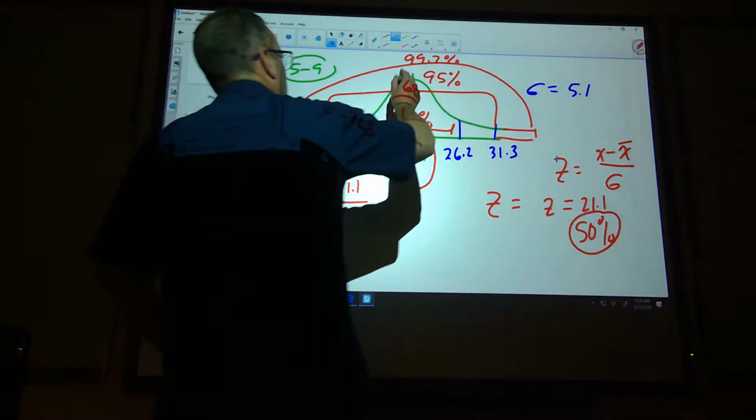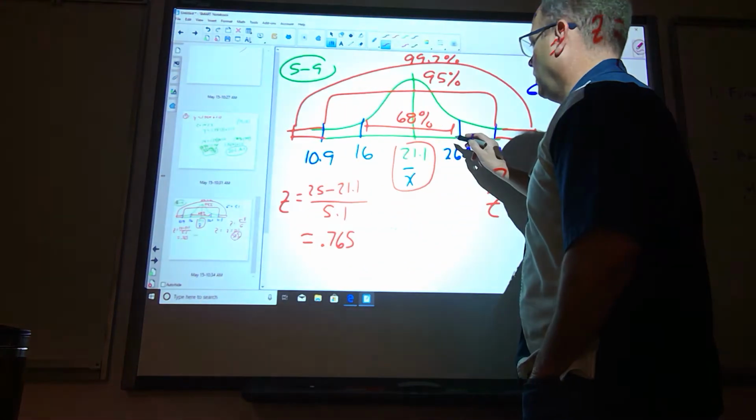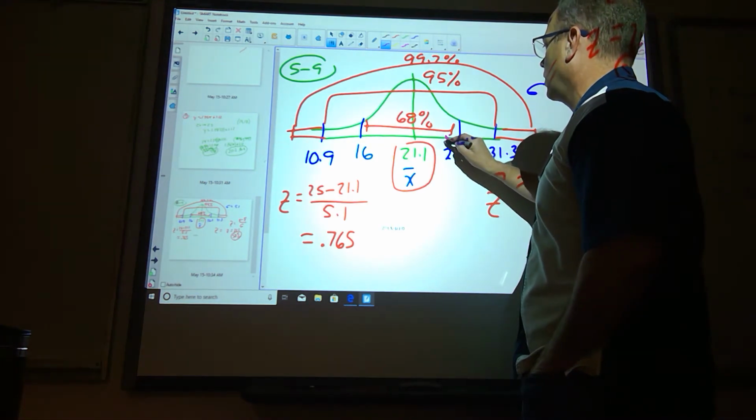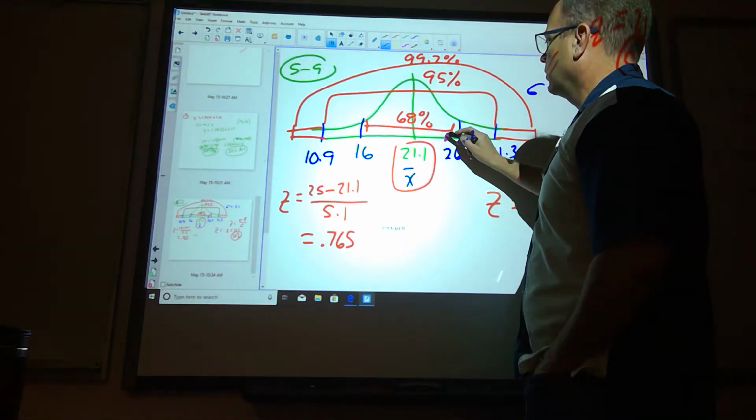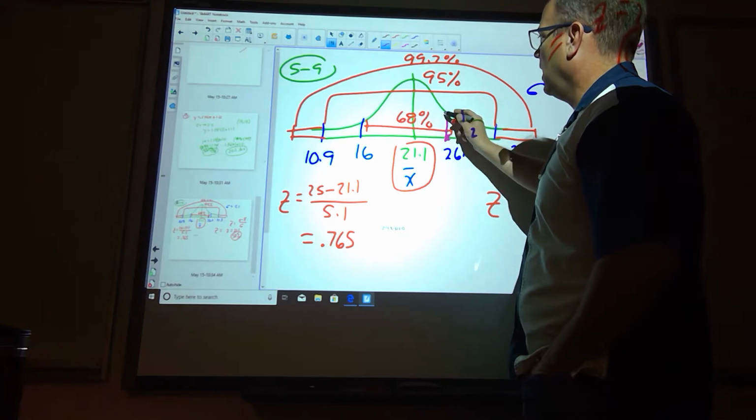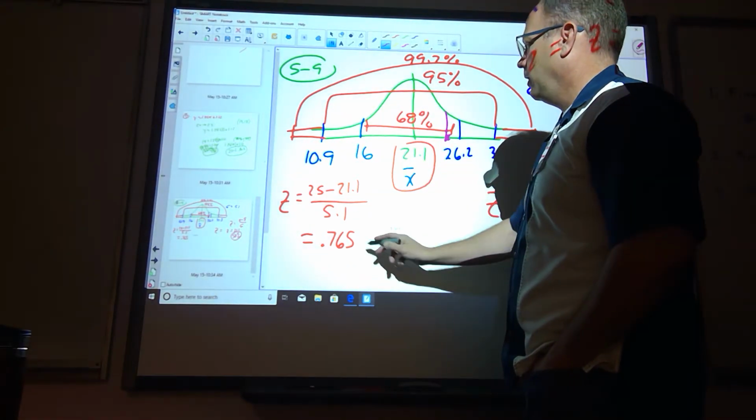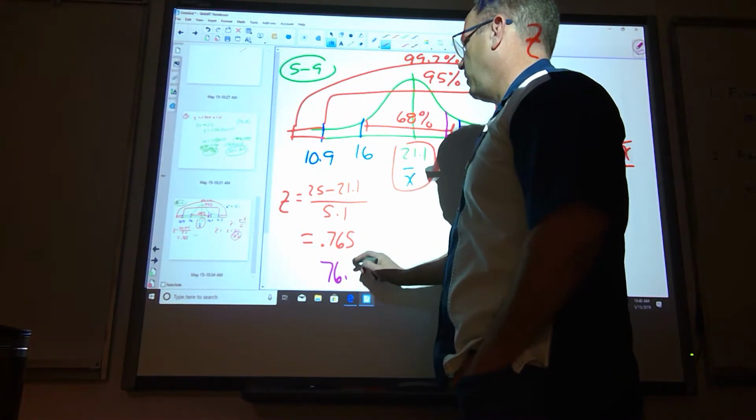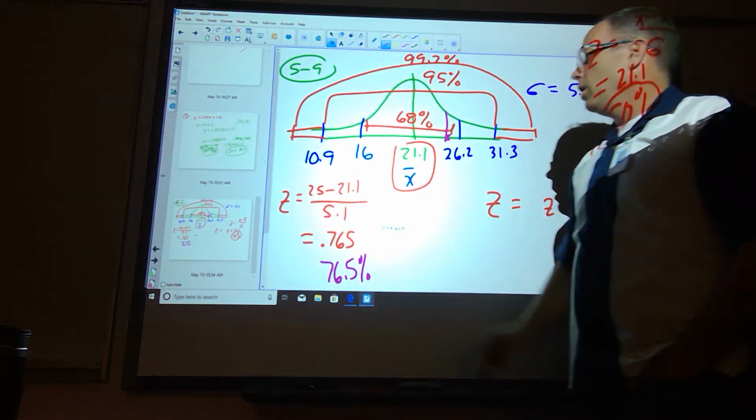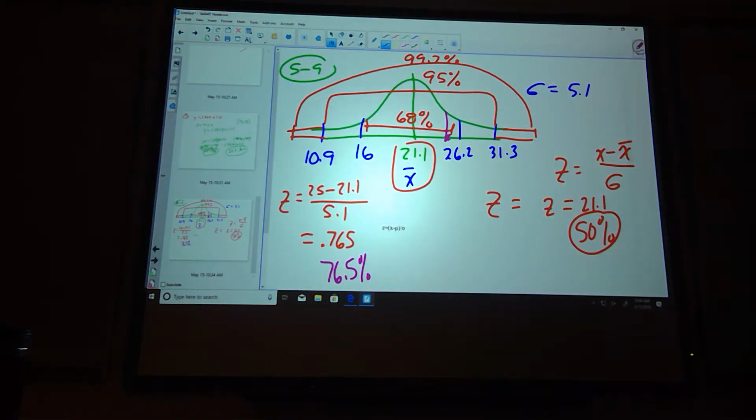So this is about where a 25 would be as far as a score. You're talking about how much area would be over here, and it would be 76.5% of the people would score below the score of a 25. That means that 23.5% would score higher than that on a normal distribution.